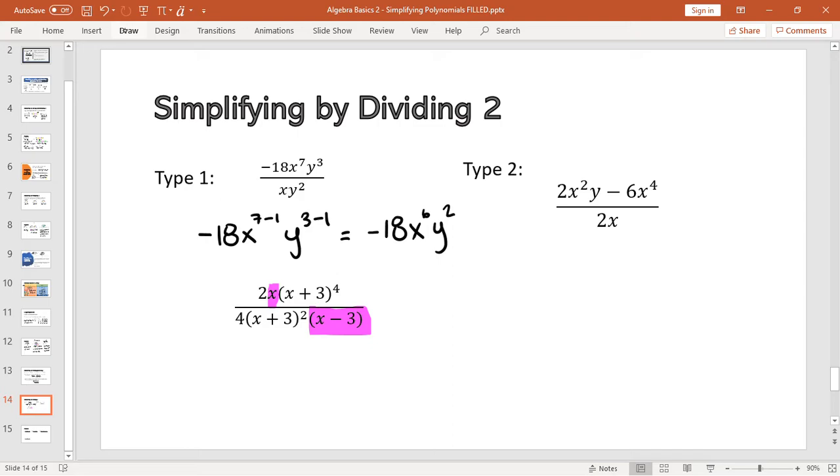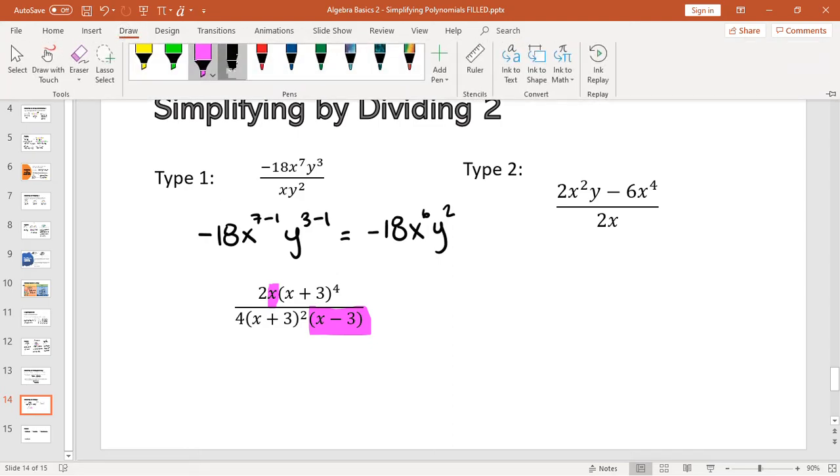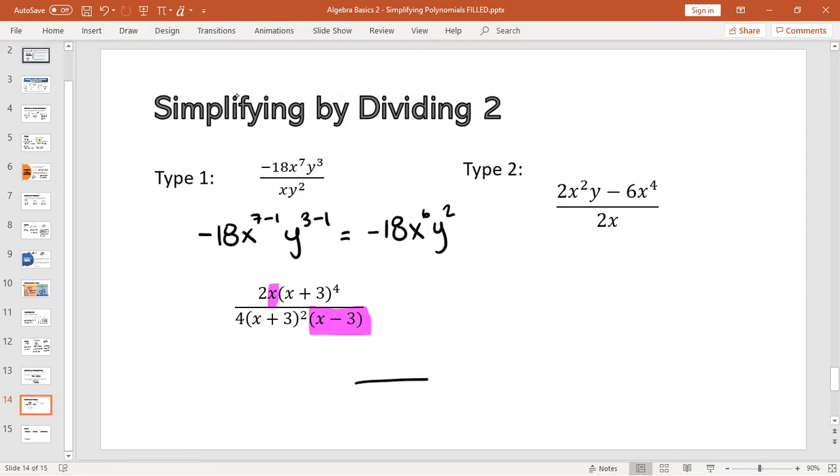So I know, just kind of cheating looking at it here, that my answer is going to have a plain old x, and it's definitely going to have a binomial on the bottom. That's x minus 3, just because I can't simplify, cancel, or use exponent laws. So what else do I see? I see 2 over 4, which is essentially 1 over 2. And then I see x plus 3, and there's 4 of them on the top and 2 at the bottom.